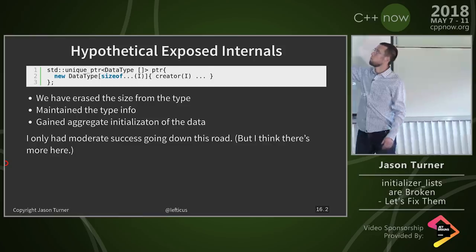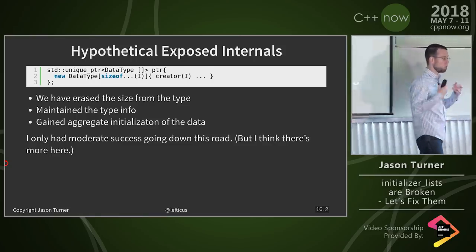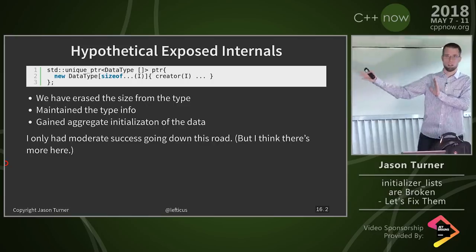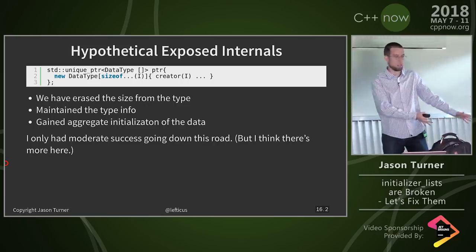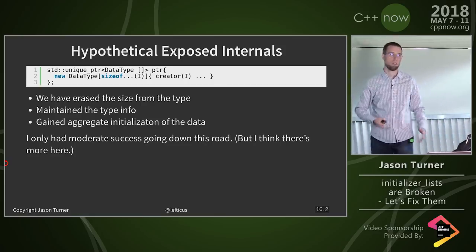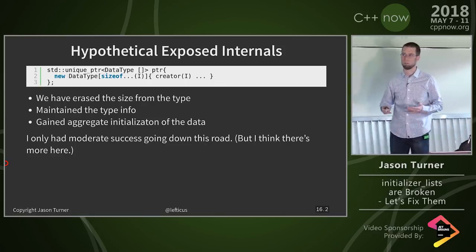If you could hypothetically expose something that was able to generate the data structure that the vector contains, and then replace the underlying data structure with it, we could hypothetically get to the ideal case of no copies, no moves, no resizes.